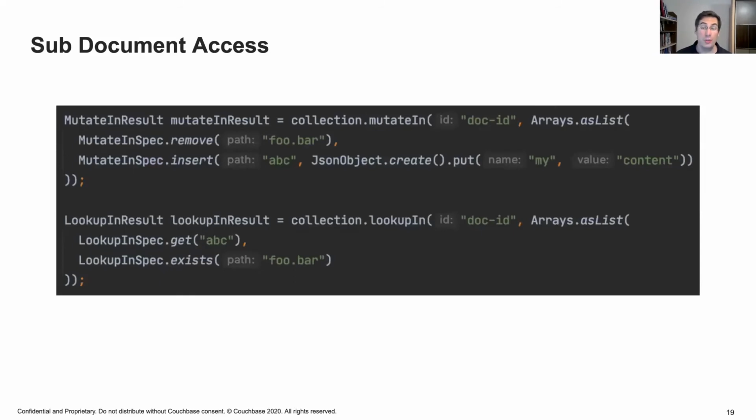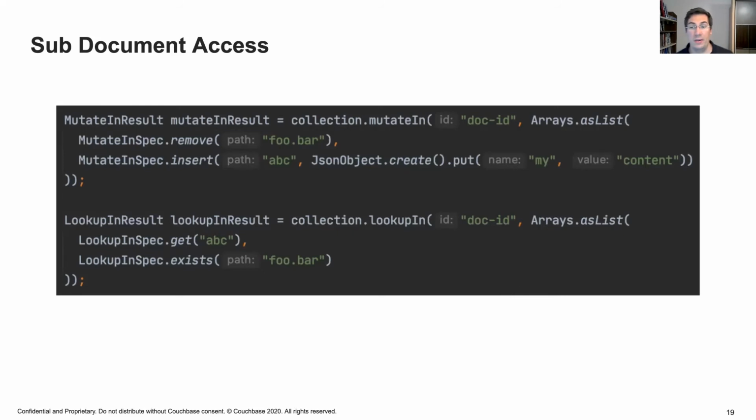In addition to full document access, we can choose to also access parts of our document. So there are two methods called mutate_in and lookup_in on the collection level. And the way it works is, at a minimum, there are two arguments. The first one is the document ID you want to mutate or look up. And then you provide a list of specs. For mutate_in, they're called mutate_in specs, and for lookup_in, they're called lookup_in specs. And the important part here is that each spec operates on a chunk of the document.